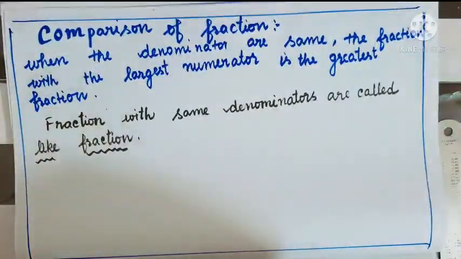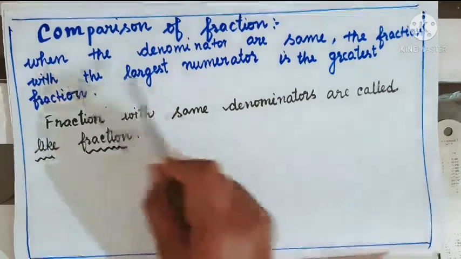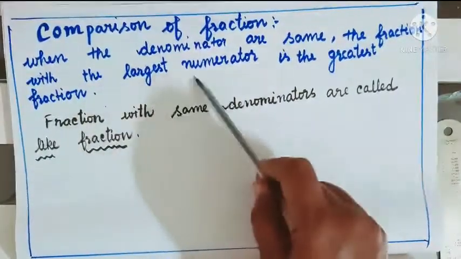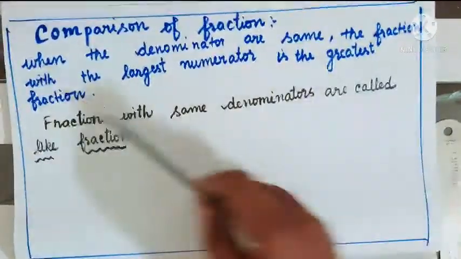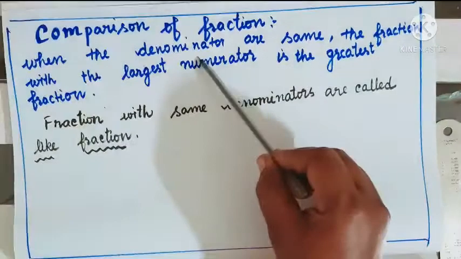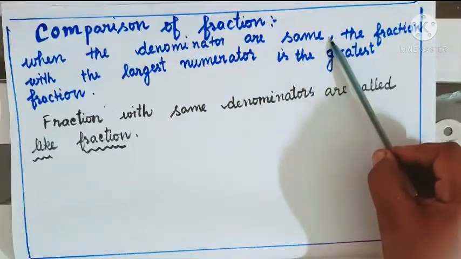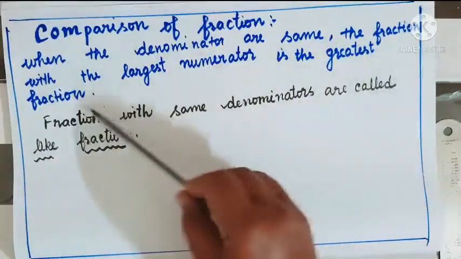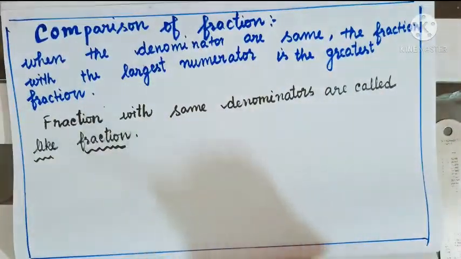Comparison of fractions. You are going to compare the fraction. First we will understand that concept. Okay. So when the denominators are same, the fraction with the largest numerator is the greatest fraction. Understand? So when the denominators are same, the fraction with the largest numerator is the greatest fraction. That we will understand with an example.